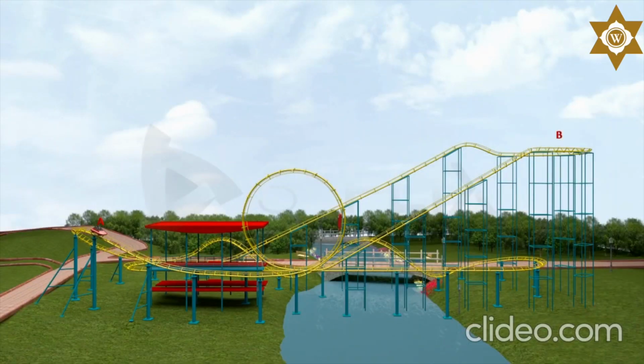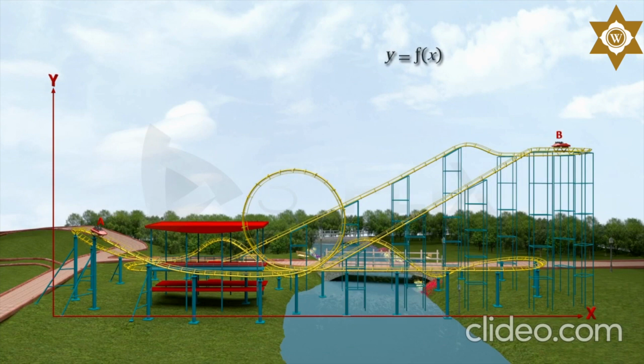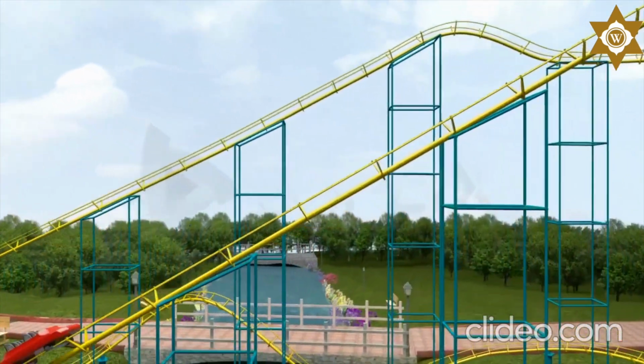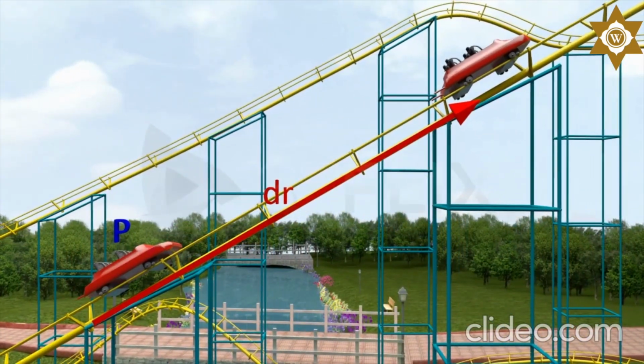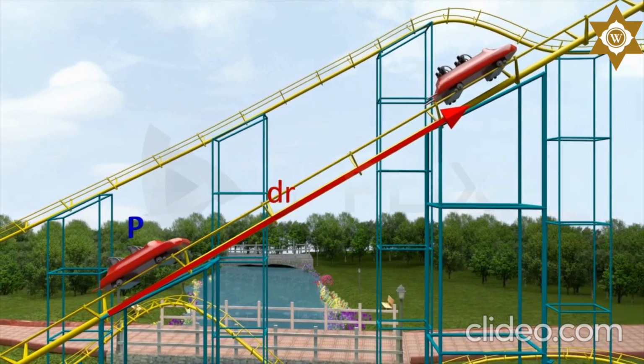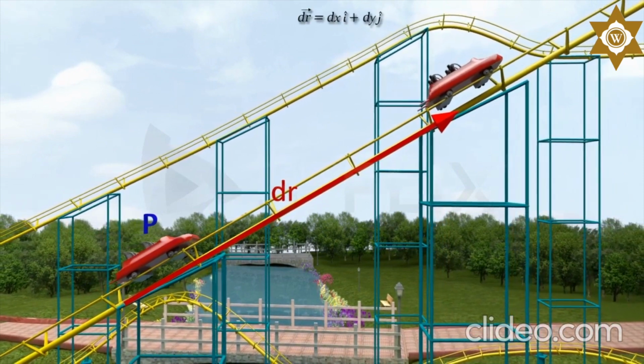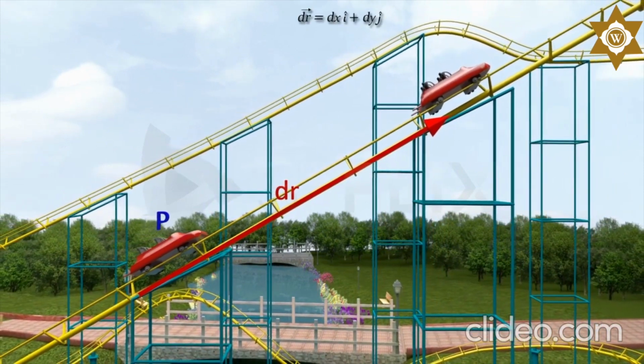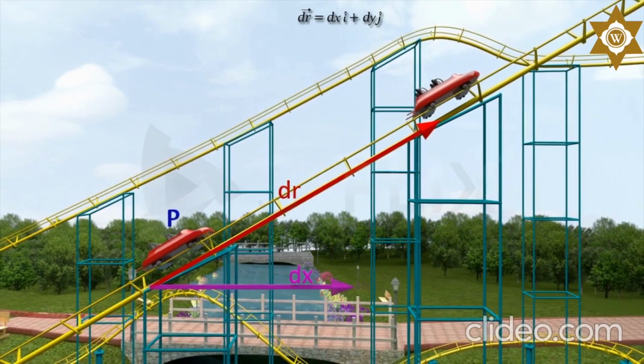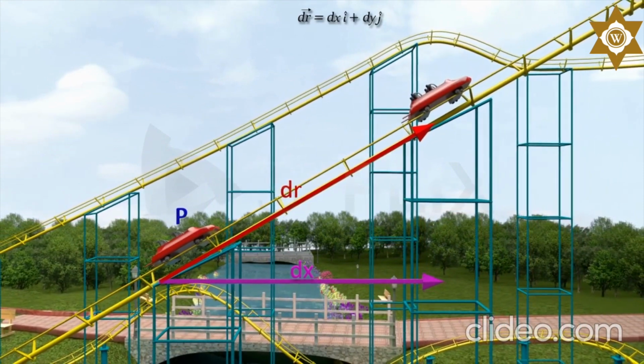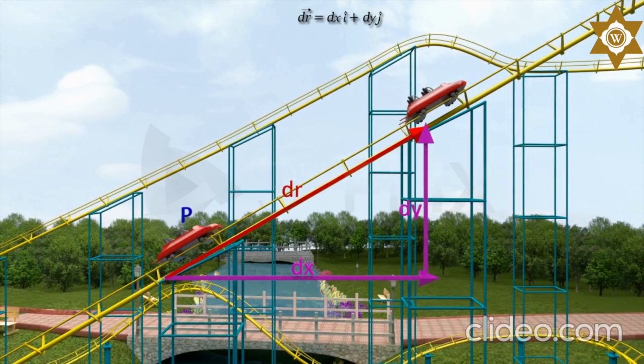Consider an object taken from point A to point B along the curve y of x near the Earth's surface. Let us calculate the work done by gravity when the object moves through an infinitesimally small distance dr from a point P on the curve. dr is the summation of its displacement along the x-axis, dx, and its displacement along the y-axis, dy.